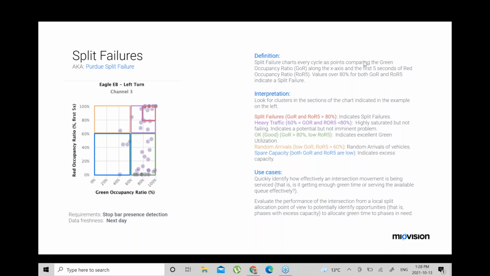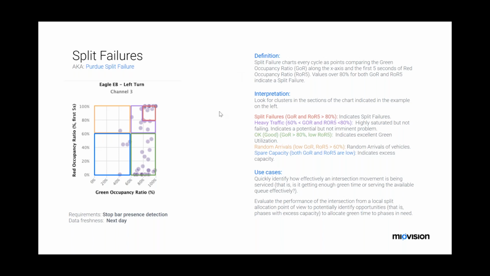A split failure really occurs when you're in that range of 80 to 100% of the green phase is occupied, as well as 80 to 100% of the first 5 seconds is occupied. And that's really indicating that the demand wasn't being served. And then you take that approach for every movement around the intersection and assess how often is that actually occurring around the intersection. This really helps us assess at an intersection layer, so a single intersection, not necessarily the entire corridor, but it really helps us understand how successful the timing is working at this intersection. So I'll jump to the next one here.